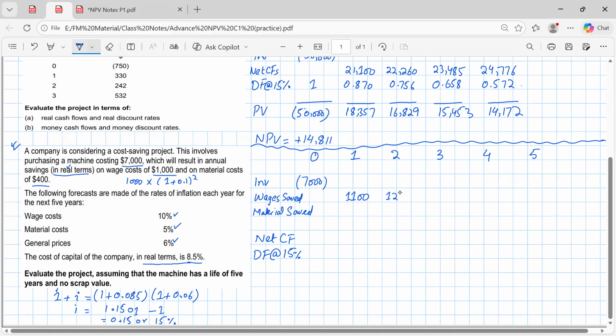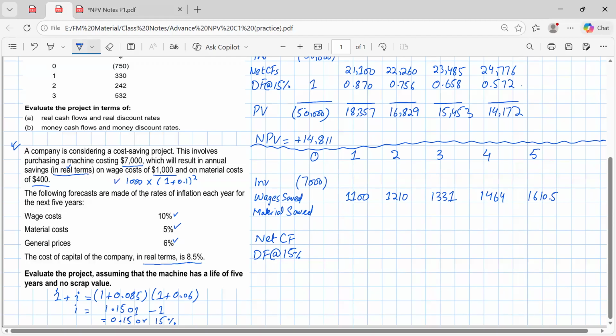For year 3, 1331. For year 4, 1464. For year 5, 1610.5.